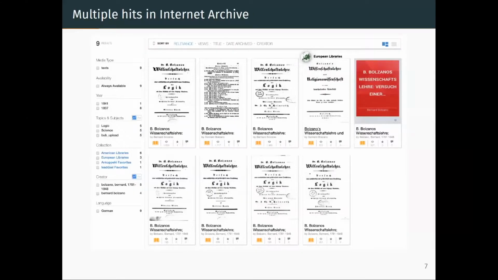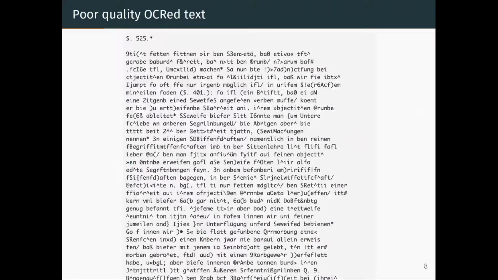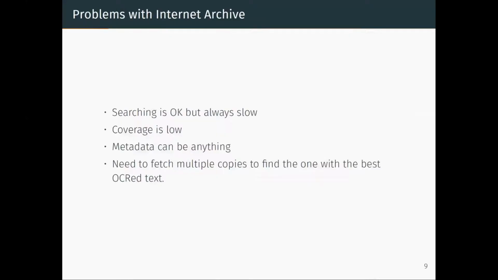So, Internet Archive. This is one example, Wissenschaftslehre. I think you could translate it to science. As you can see, it's all Fraktur. If you can see it, you have a lot of choices, so you feel very happy, unless you look at it. I don't know whether you can even read this. I guess with a lot of AI you could turn it into something.